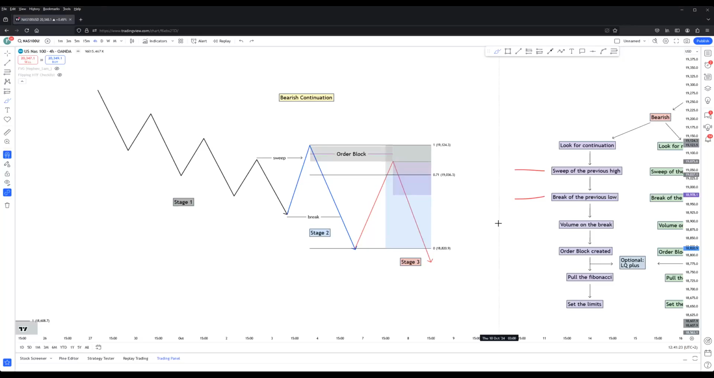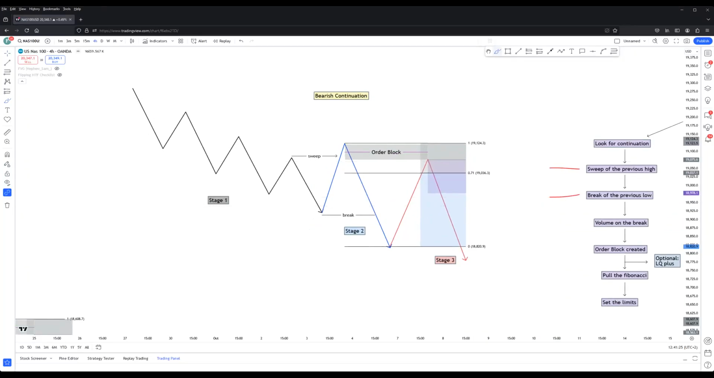So what do we do with the Fibonacci? We actually pull the Fibonacci from the high that swept out the previous lower highs structure. So here is the protected high. We call it protected high because it swept out the liquidity from the previous unprotected high. So we pull the Fibonacci from this high point all the way down to the low point that created the break of the structure. And when the retracement starts, you just pull the Fibonacci.